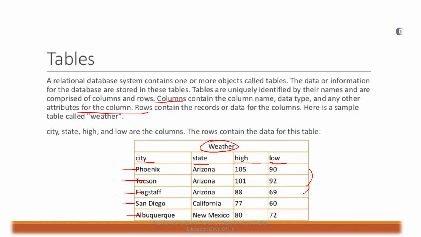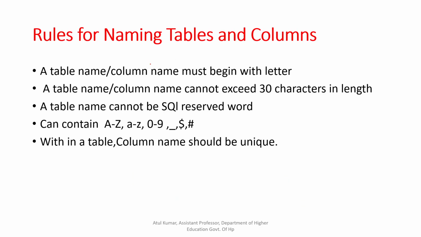that weather table. So what are the rules for naming tables and columns in SQL? Each table name and column name must begin with a letter. The length of the column name or table name should not exceed 30 characters. The table name cannot be a reserved SQL word, and it can contain English alphabets A to Z in uppercase or lowercase, numeric characters, and some special characters like underscore, dollar, and hash. And within a table, column names should be unique. No two columns in a table can have the same name.